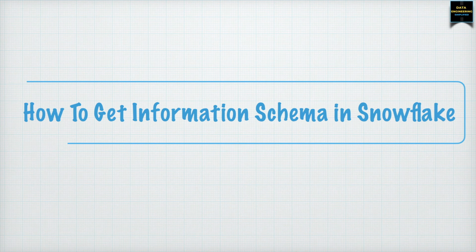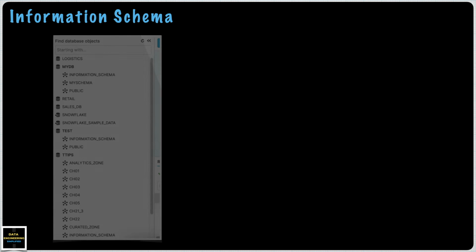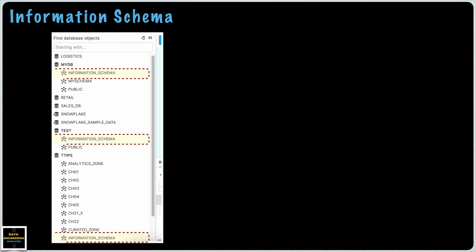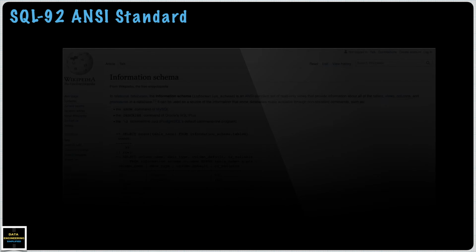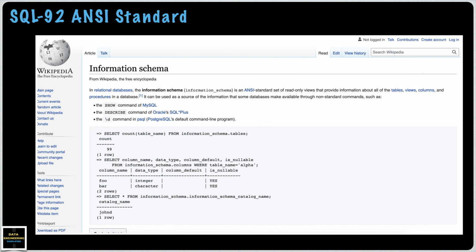To get information schema in Snowflake: the information schema is implemented as a schema named information schema that Snowflake automatically creates in every database in an account. The Snowflake information schema is based on the SQL 92 ANSI standard. It consists of a set of system-defined views and table functions that provide extensive metadata information about the objects created in your database.